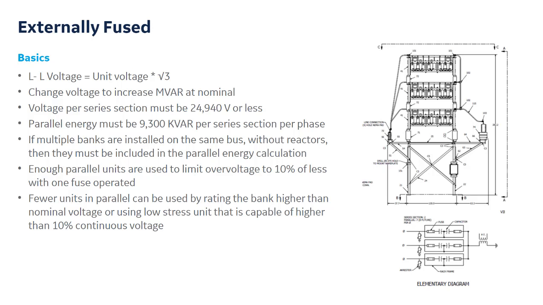So what I'm saying here is fewer units in parallel can be used by rating the bank higher than nominal voltage or using low stress units that are capable of higher than 10% continuous voltage. Obviously here, you're going to see an increase of cost due to using lower stress units. So if you can factor in or design around the high cost for lower stress units and provide just more capacitors in series, then that avoids that.